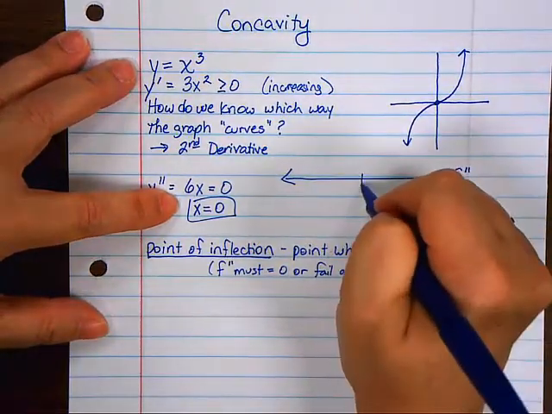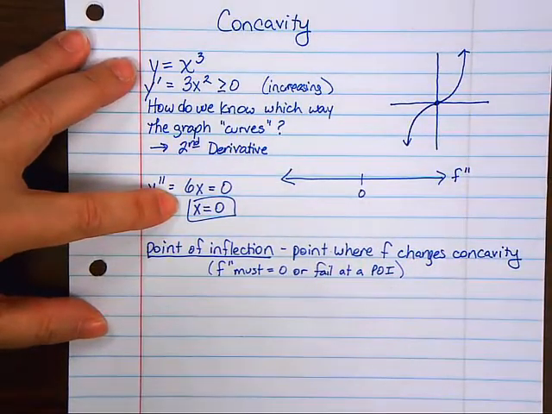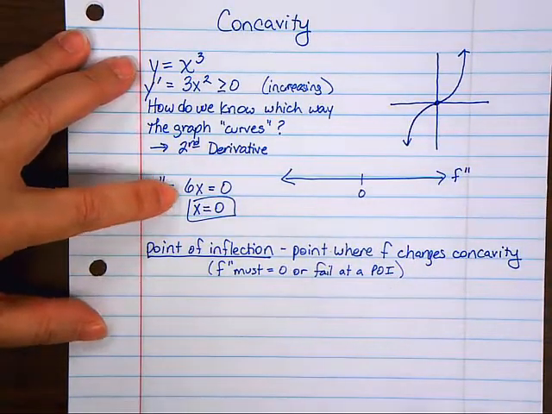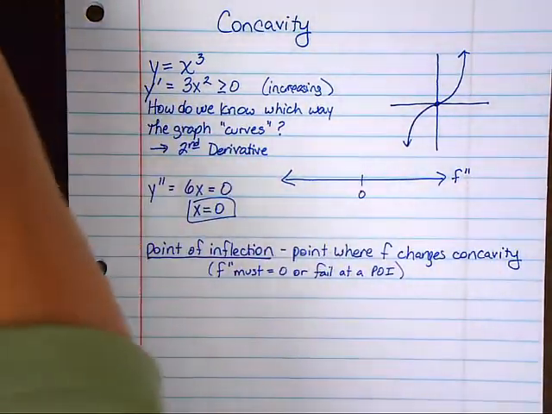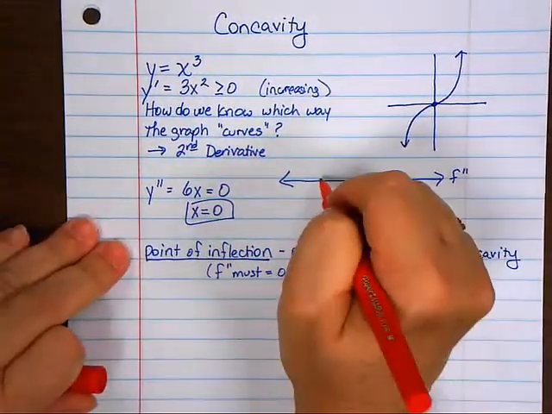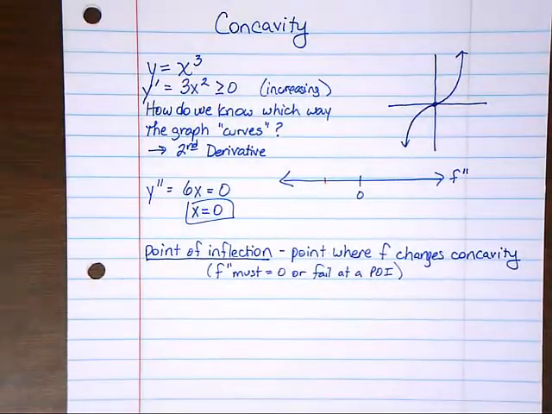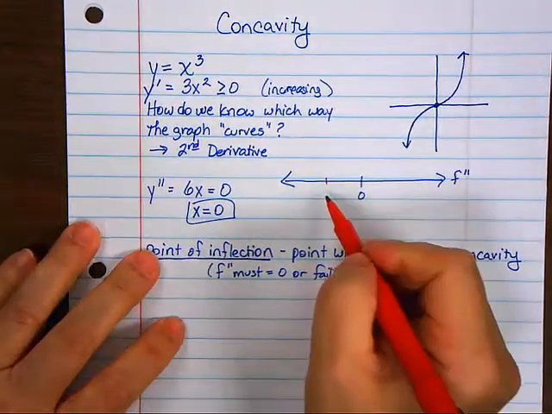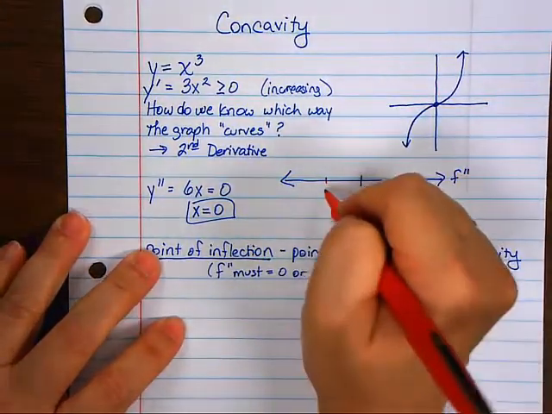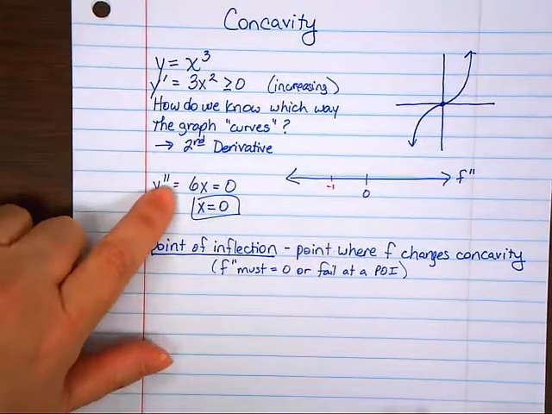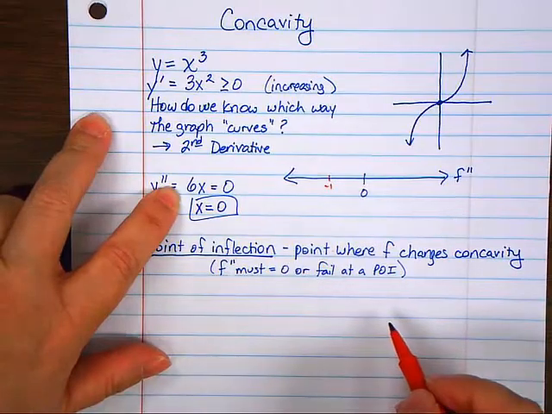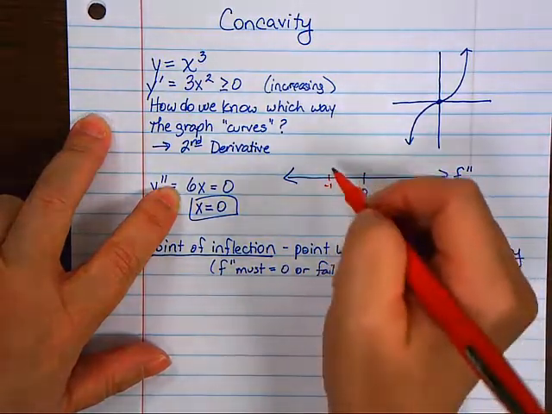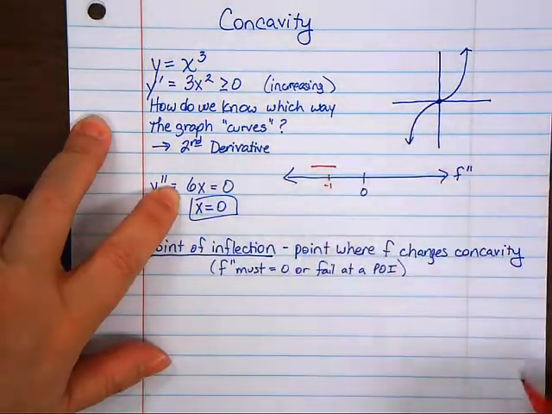I'm going to put my 0 on it. And I'm going to be using quite a few colors today. So I want to pick a number to the left of 0 to plug into the second derivative. What should I plug in? -1. Let's try -1. Now remember, we're plugging into the second derivative. What sign will it be when I plug -1 into the second derivative? It'll be -6, which means it's negative. Agreed?